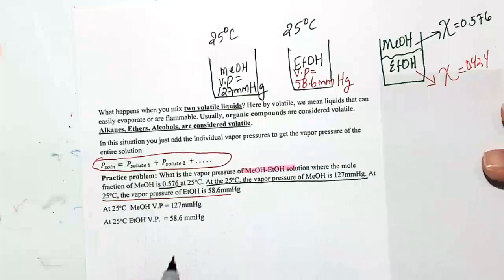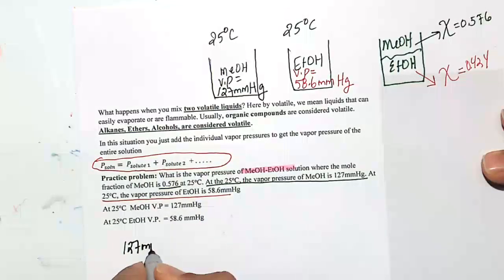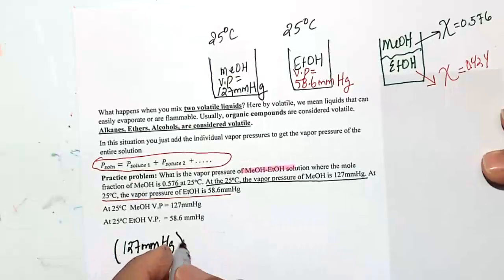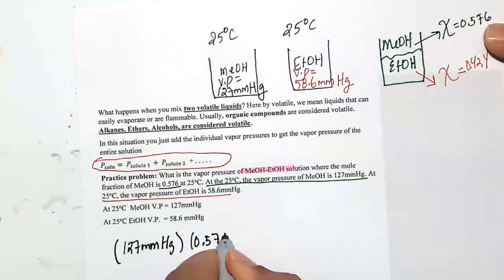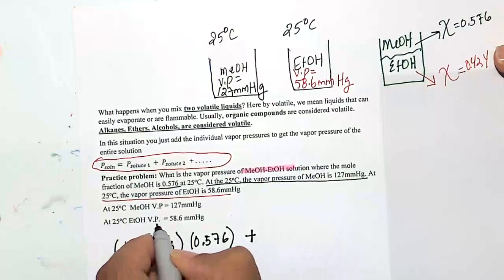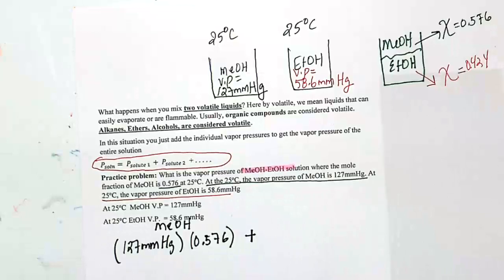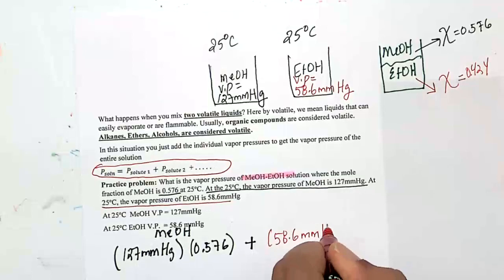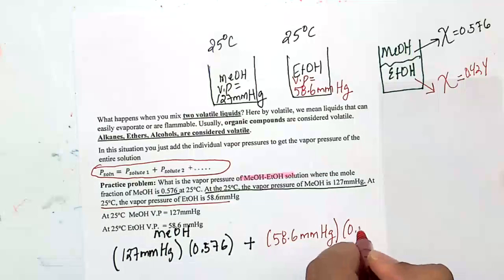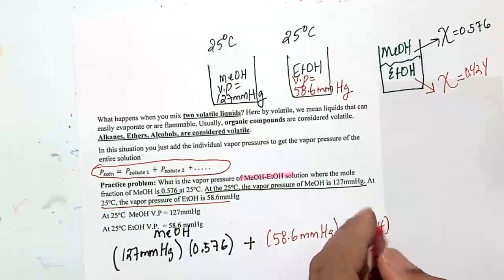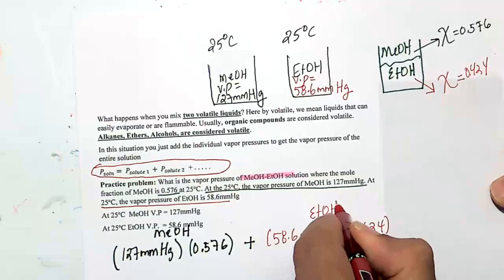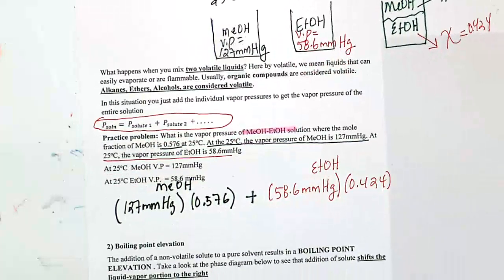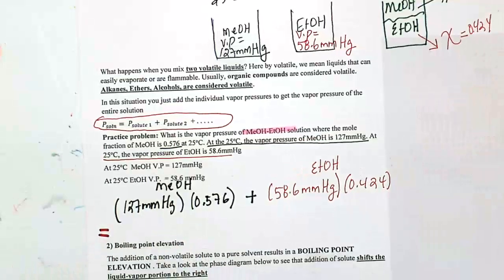Okay. So methanol is 127 millimeters of mercury, and it has a mole fraction of 0.576. This is for methanol. Ethanol is 58.6 millimeters of mercury, and its mole fraction is 0.424 because it's 1 minus this. And this is the contribution for ethanol. Once we sum these two together, we'll get the sum of the whole thing. So what is this on our calculator?